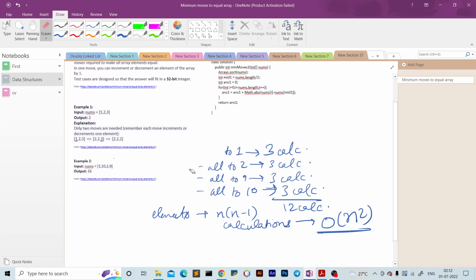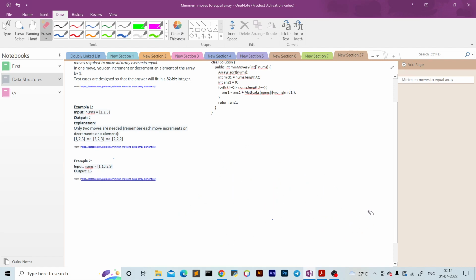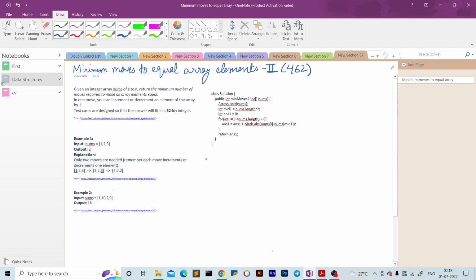So the observation here in this problem is that if we want minimum moves, we want to sort this array. This is currently 1, 10, 2, 9. If we sort it, we would have 1, 2, 9, 10. Now we want to check the median. The median in this case is the middle element.